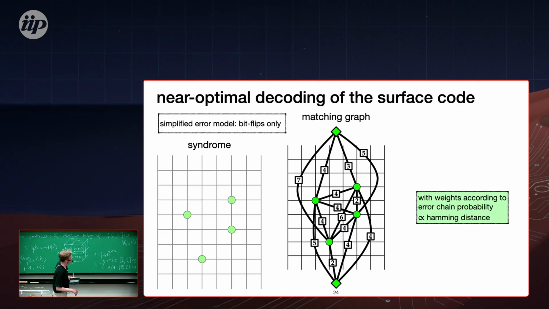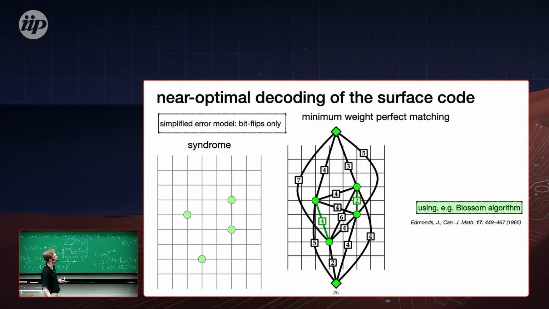Okay, now we did this for every edge. And now we have to find a minimum weight perfect matching. So we have to match all of the excitations with the minimum weight, because that then gives us a solution with the highest probability. There are algorithms for that, most famously the Blossom algorithm, which does this in n cubed, I think, or n squared, at least polynomially.